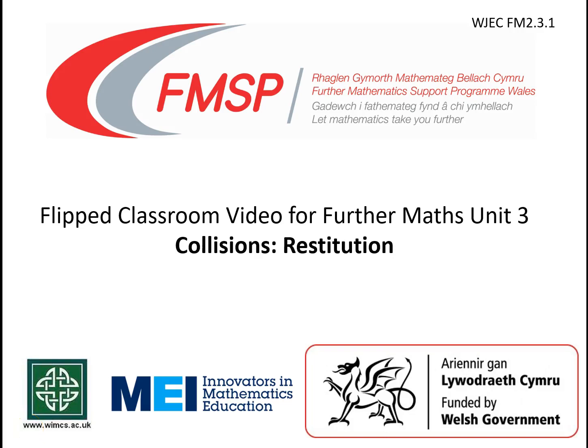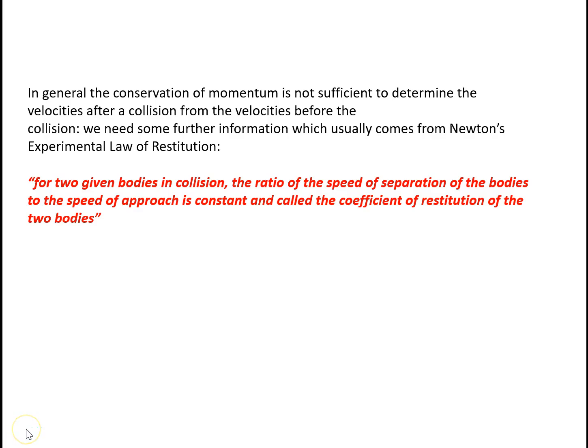In this video, we look at how Newton's experimental law of restitution can be applied to collisions in one dimension. Now, in general, the conservation of momentum does not give us enough information to determine velocities after a collision from the velocities before the collision. We usually need some further information. And this usually comes from an experimental law discovered by Newton, which is known as Newton's experimental law of restitution.